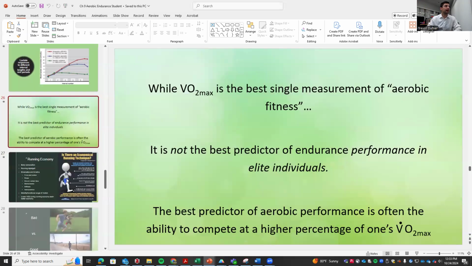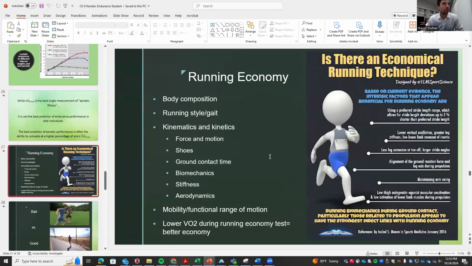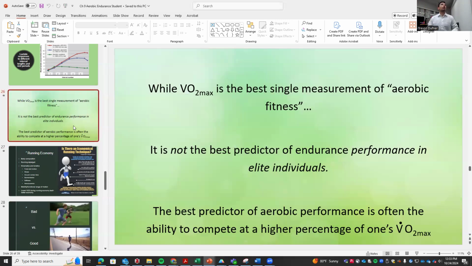We'll skip over this for now. One thing we'll talk about is running economy, right? While VO2 max is the single best measurement of aerobic performance in almost all individuals, it is not the best predictor of endurance performance in elite individuals.